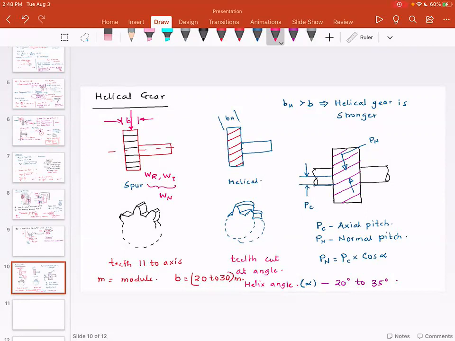Now I want you to think for a minute that on the helical gear, you're going to have a force which is at an angle. What that means is if you look at the components of this force, you're going to have a component in the axial direction. So in the helical gear, you have the radial force, the tangential force, and the axial force. This is the axial force.